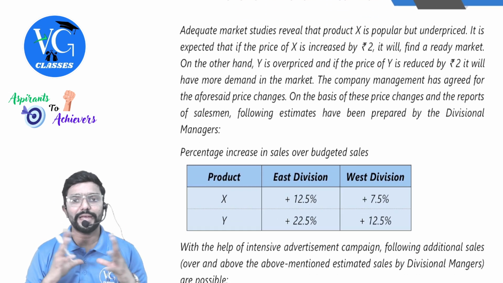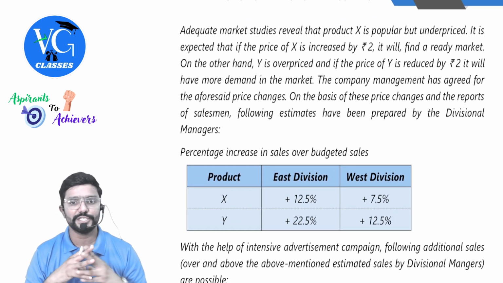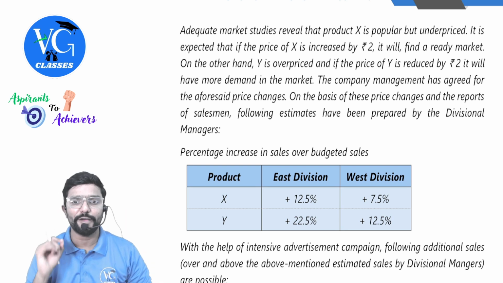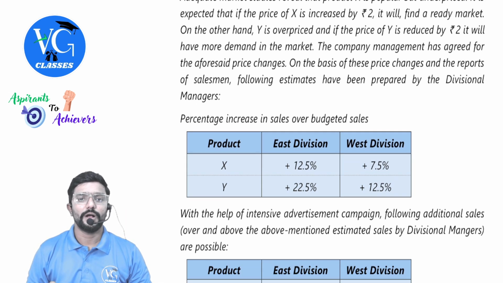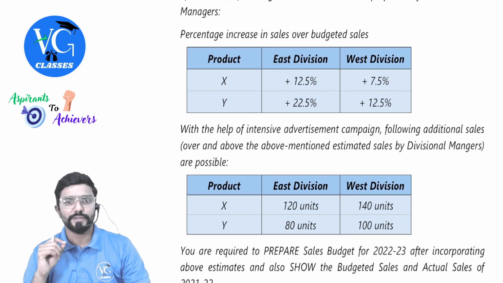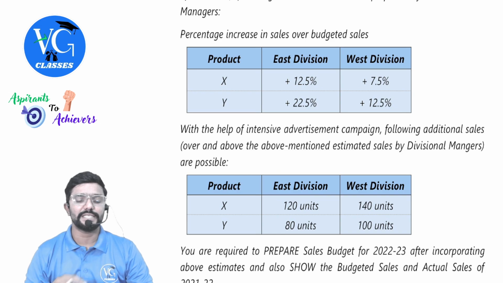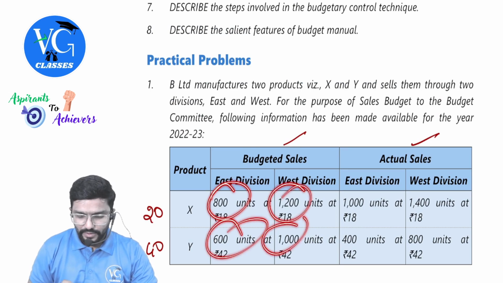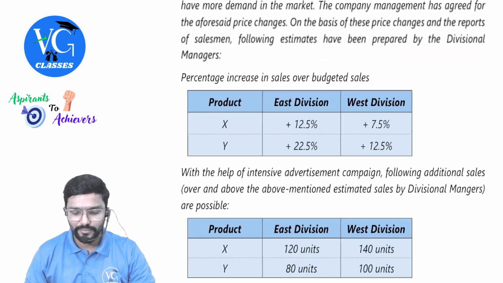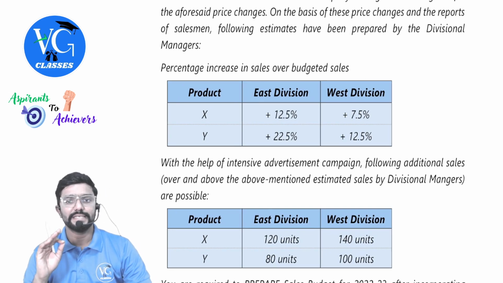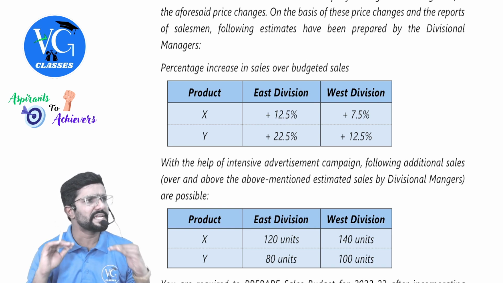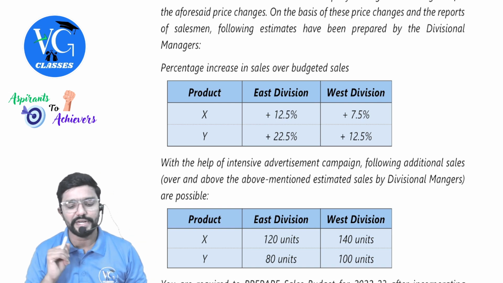Okay. The company management has agreed to the price changes. On the basis of these price changes and the reports of salesmen, the following estimates have been prepared by the divisional managers. Maybe the estimation, projection. Percentage increase in sales over the budgeted sales. Whatever the budgeted sales are now, in units, how much it will increase they are giving. Okay, how much, sir? East division, product X, 12.5%, Y, 22.5%. West division, product X, 7.5%, and Y, 12.5%. All increases in quantities, guys. Please be careful. Increase in quantities.